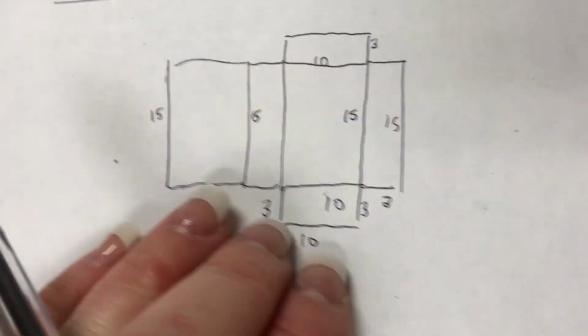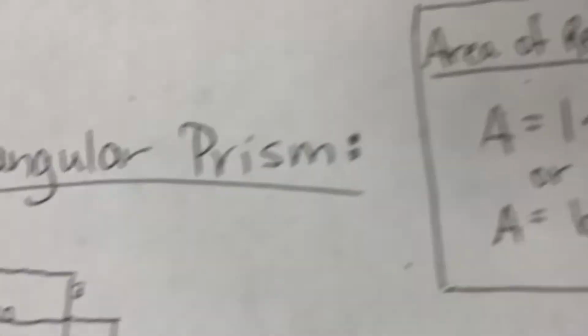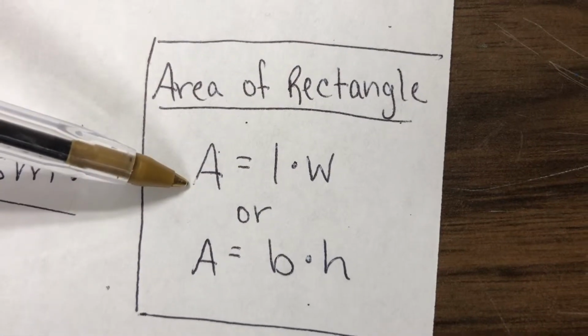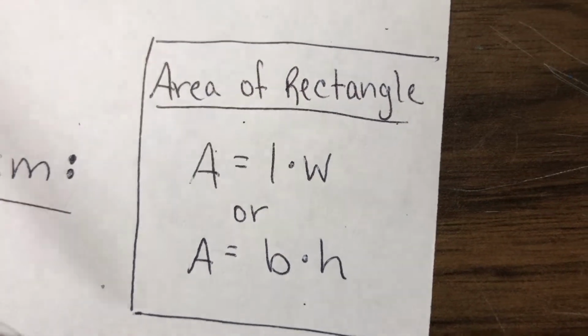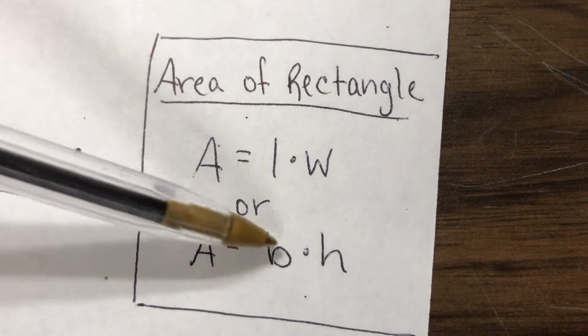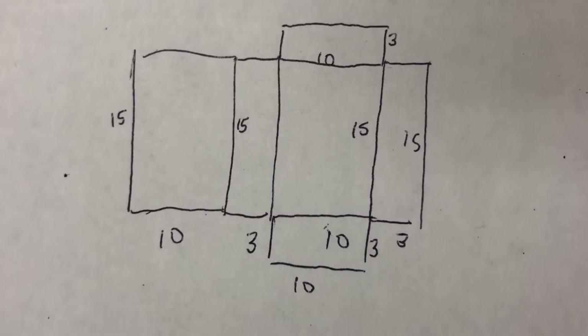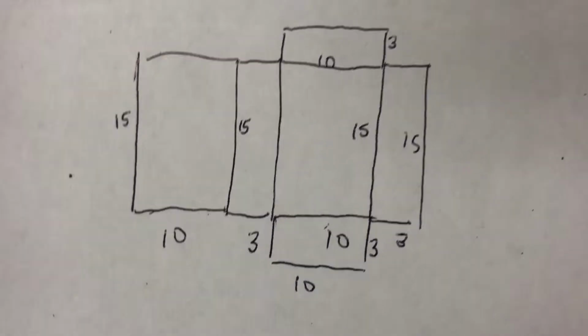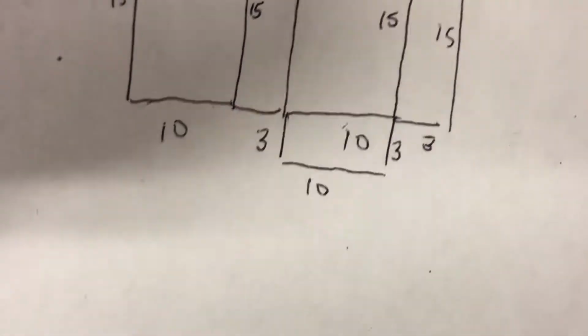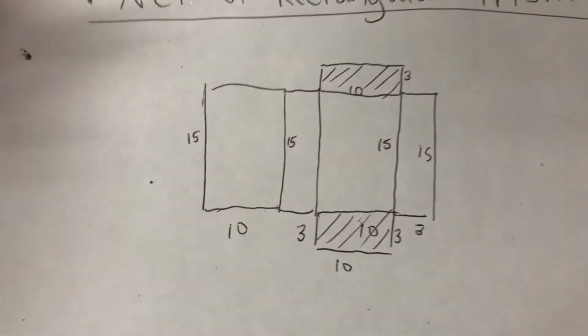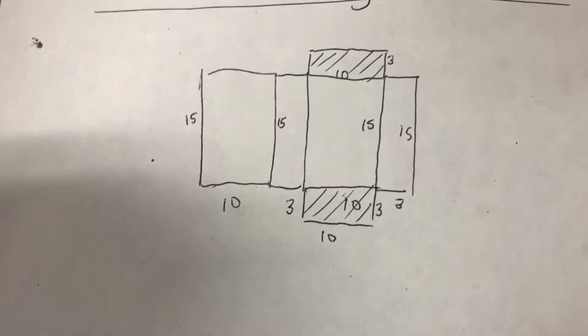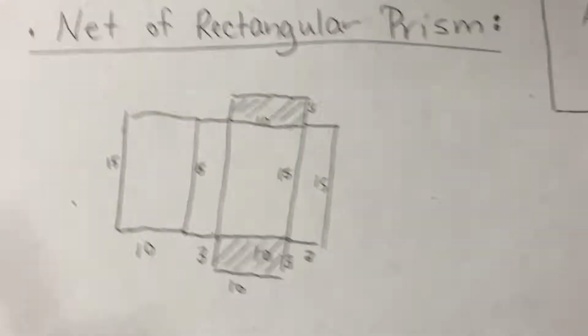So this is what I'm going to use to calculate the area. Now remember that the area of a rectangle uses this formula. Area equals length times the width, or sometimes we see it, area equals the base times the height. So basically I have 6 rectangles here that I'm going to calculate the area of and add them all together. Let me start by calculating the area of the top and the bottom, those top and bottom faces that are called the bases of this prism.